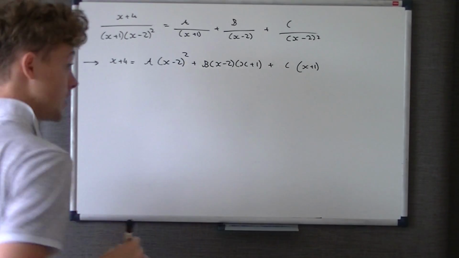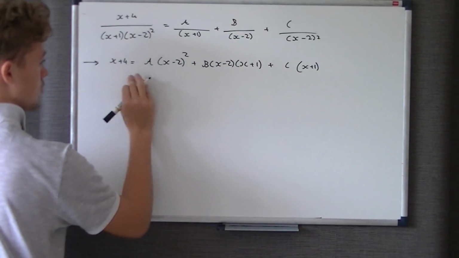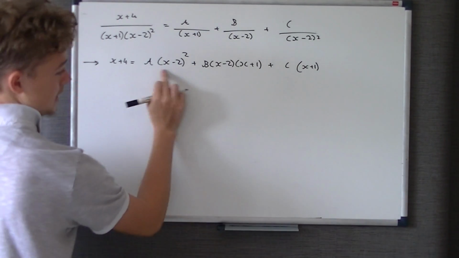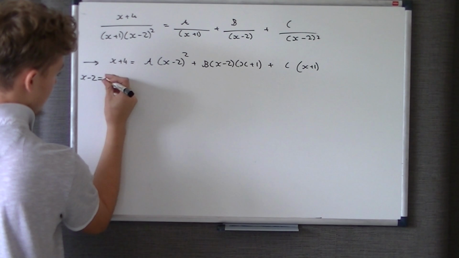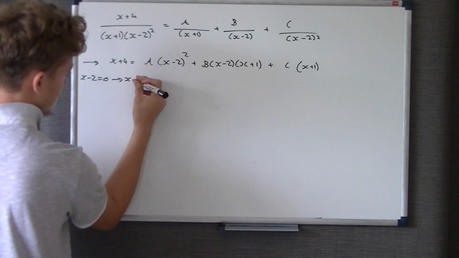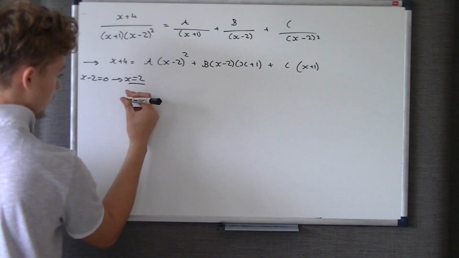Okay, so we follow the same method. Nothing seems obtuse so far. So make one of these equal to 0. Let's make x take 2 equal to 0. So if x take 2 is equal to 0, then x must be 2. So we put x as 2 into this equation. So 2 plus 4 is 6.